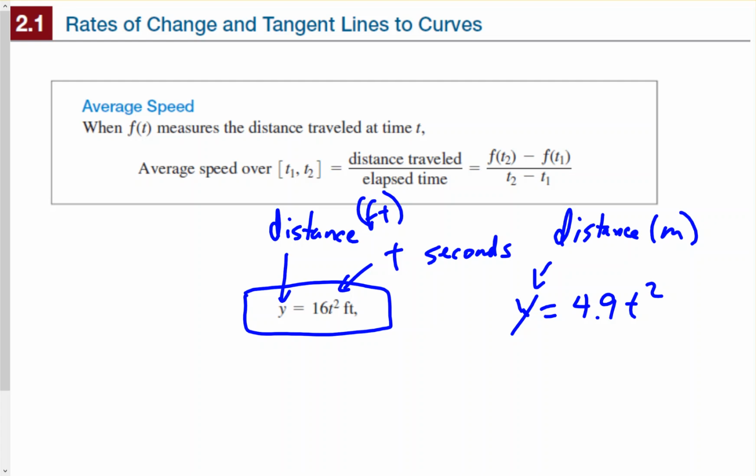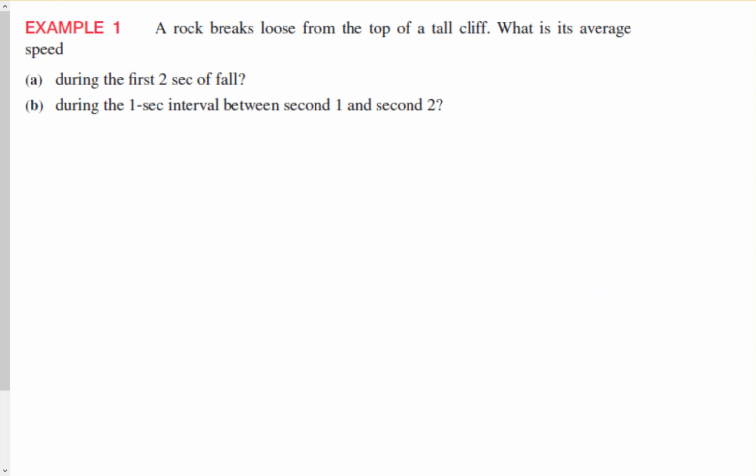So we have this formula for average speed. Average speed over an interval t1 to t2 would be the distance traveled over elapsed time. You'll notice that it looks similar to the slope formula, the old y2 minus y1 over x2 minus x1, just slightly different notation.